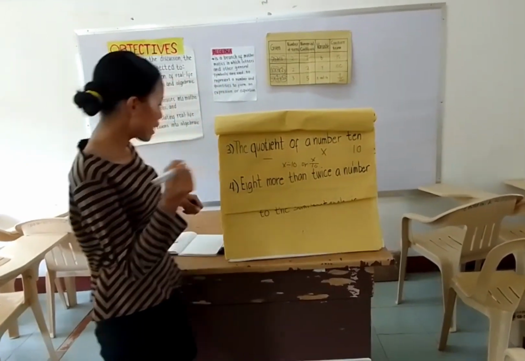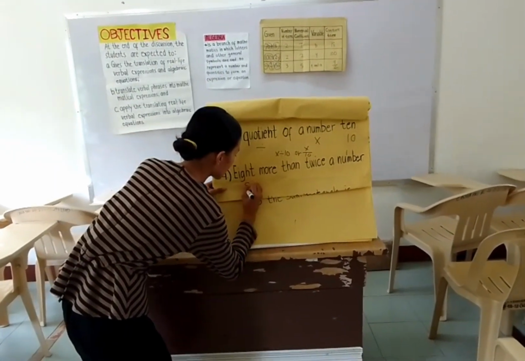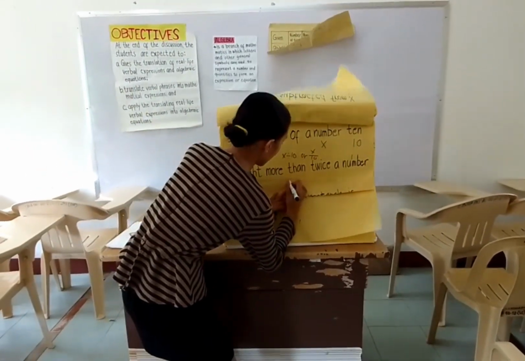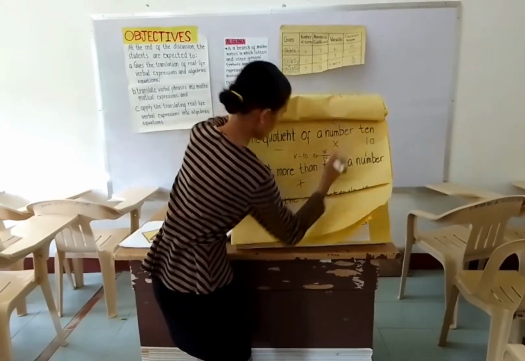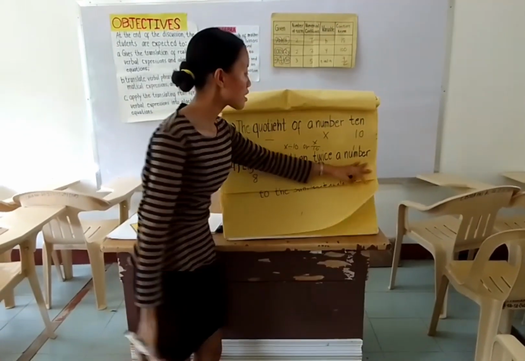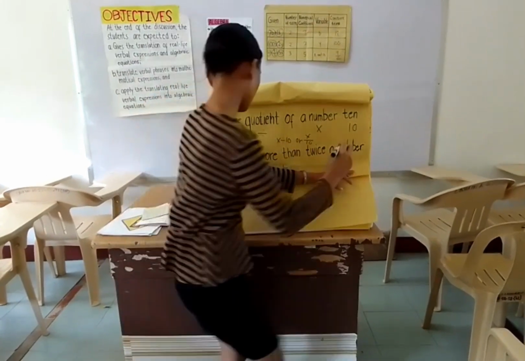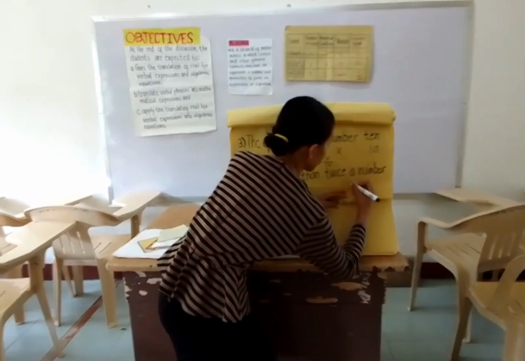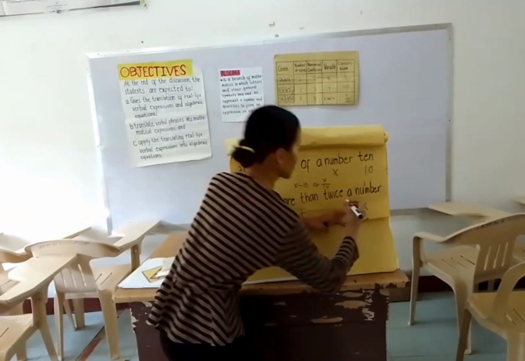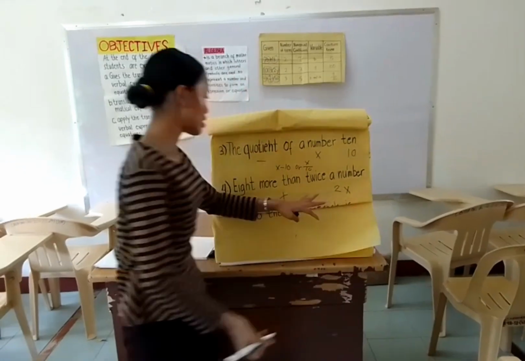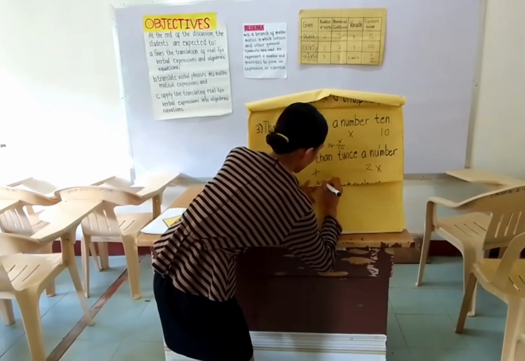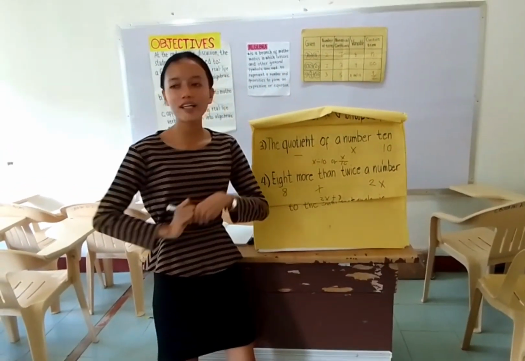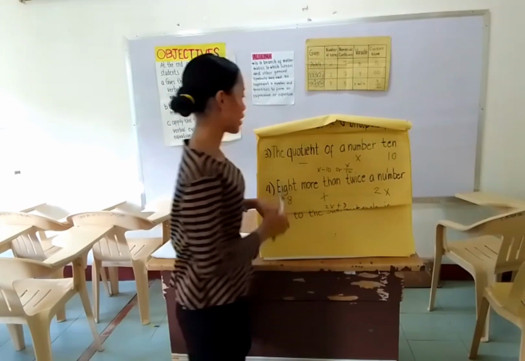Next is 8 more than twice a number. So we are going to write the number 8, and more than is represented as addition. Next is a number, it is a variable. And for the word twice, we can write the number 2. So in algebraic expression form, it's 2x plus 8. Did you understand, class? Okay.